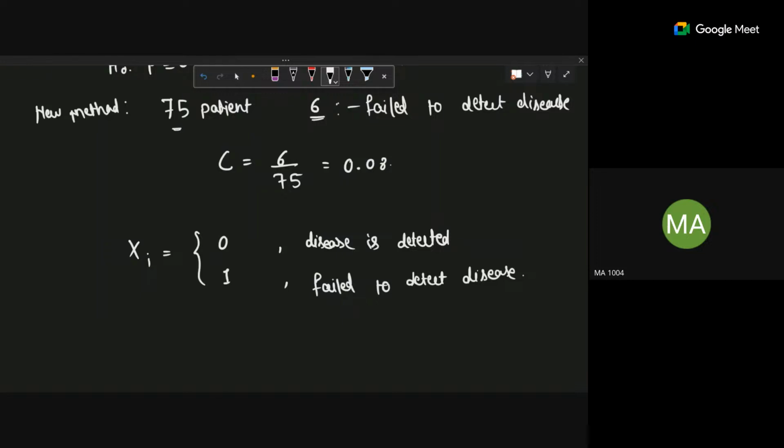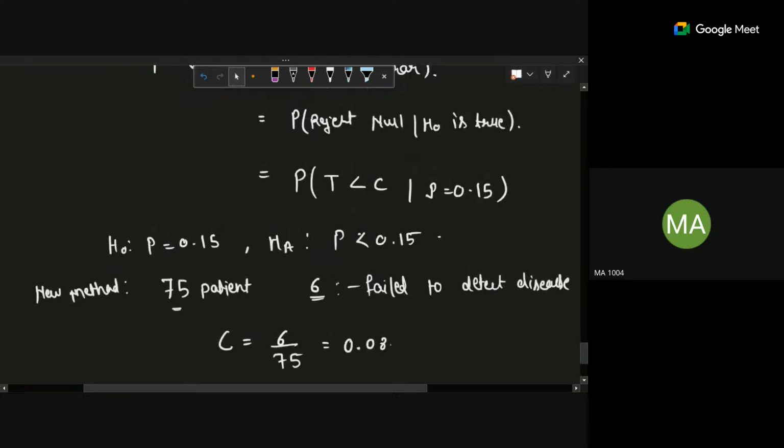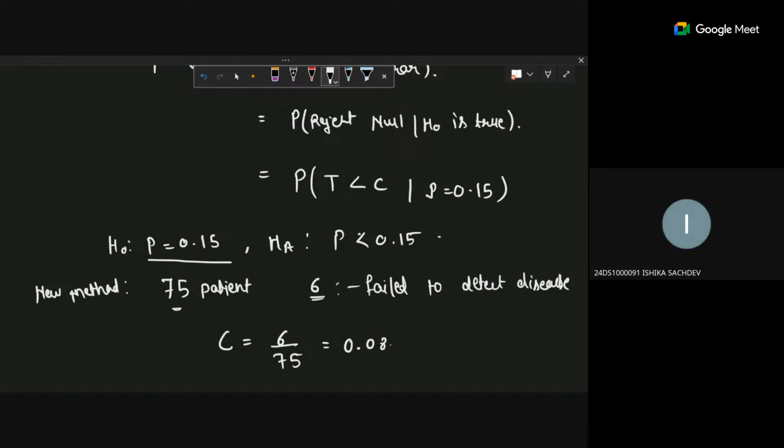Now there was a new method, and we are going to check whether that method is superior to the old one or not. If you want to check whether your new method is superior to the old one, what should I take as the hypothesis? If my old method has a possibility of error of 0.15, then for my new method to be superior, its value of error should be less than that, right? Yes, ma'am. So I took probability P as less than 0.15.